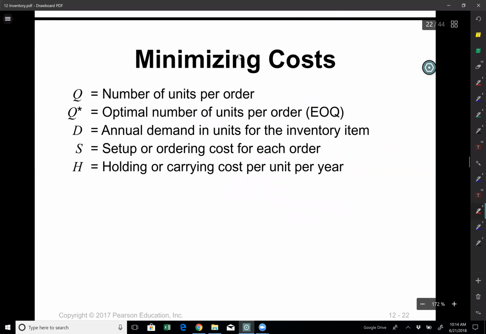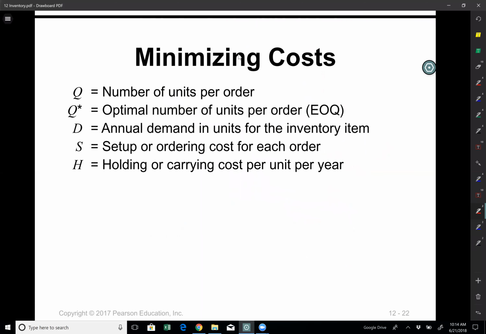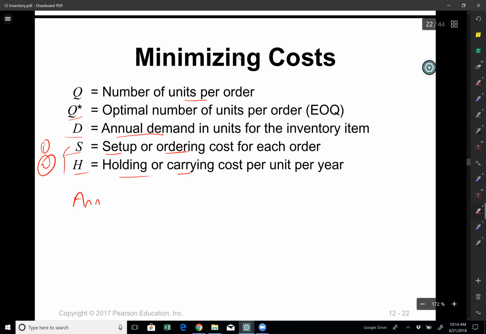So let's talk about minimizing the cost. We have here Q, which is number of units per order. Q star is the best value of Q. And D is the annual demand, S is the setup or ordering cost, and H is the holding or carrying cost. So again, S and H, these are 2 cost components, right? So how would I calculate my annual setup or ordering cost?